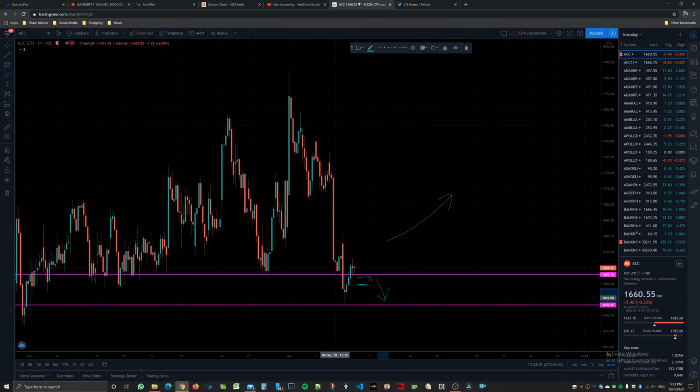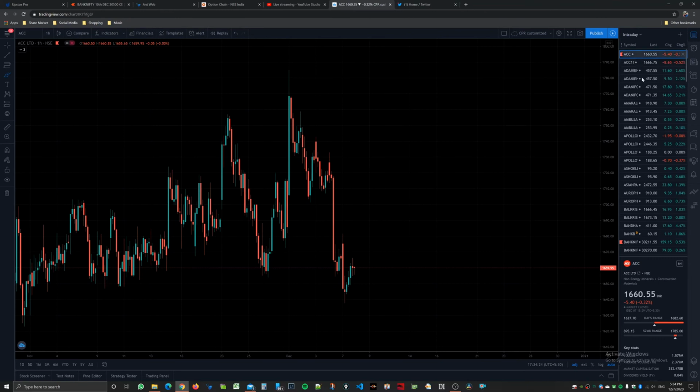So for this stock, there are two possibilities. If it is opening at the same level, there are higher chances that it will start moving upwards, because we can see strong support here. You can see a lot of buying pressure from below, so I don't think it will break. But if it is opening as a gap down, then the story will be different here. So that is about ACC for tomorrow.